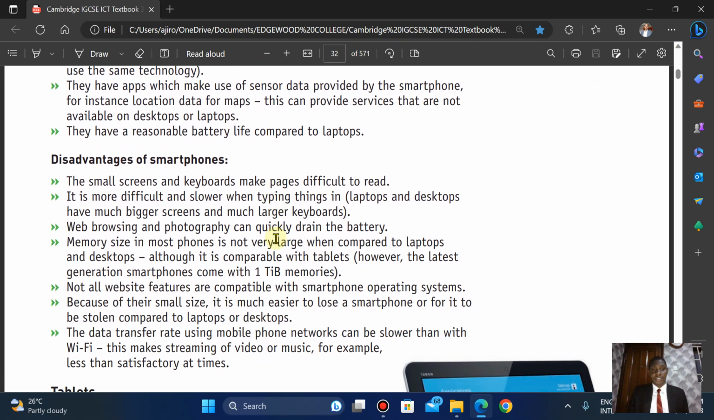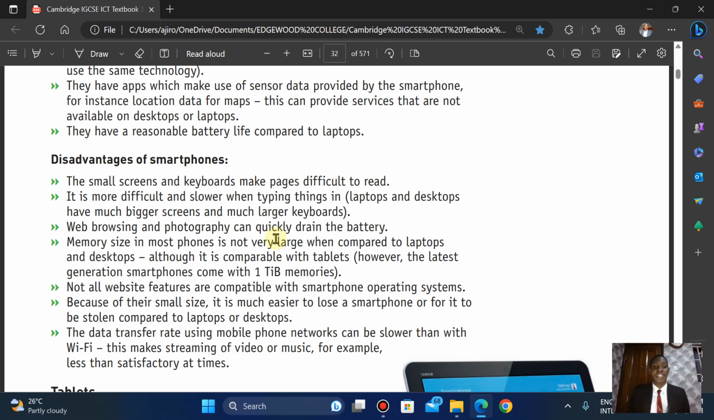Small screens and keyboards make it difficult to read. People don't find it easy typing with a mobile device, a smartphone, really. So it is more difficult and slower when typing things, unlike laptops and desktops that have a much bigger screen and much larger keyboards. Web browsing and photography can quickly drain the battery. If you're browsing or doing photography, those two things consume battery. So if you didn't know that, now you do, right?